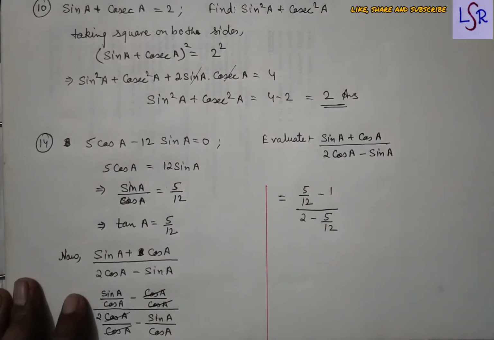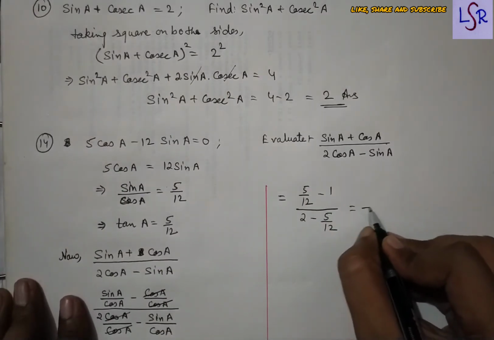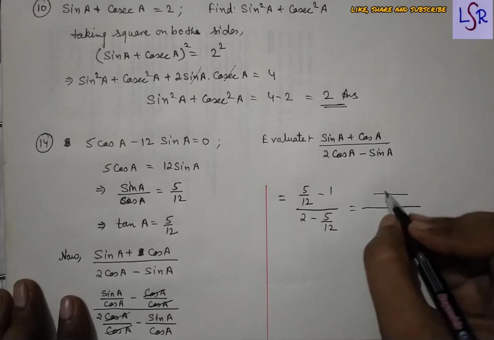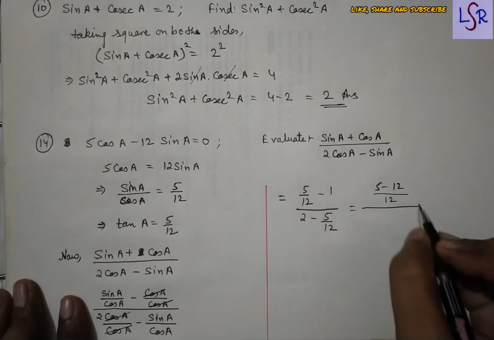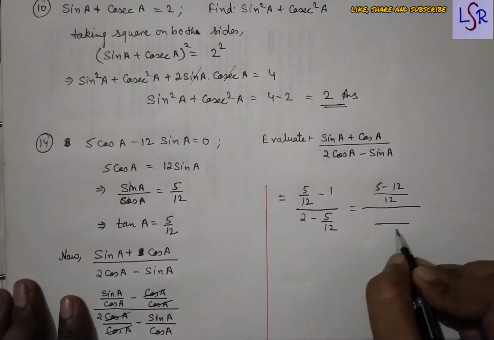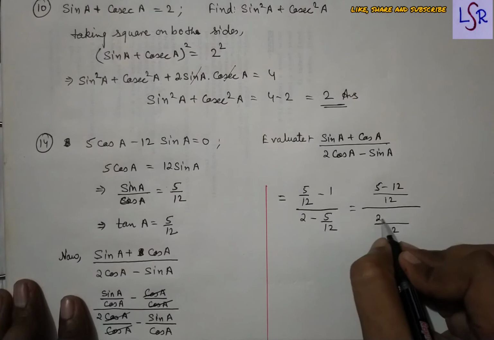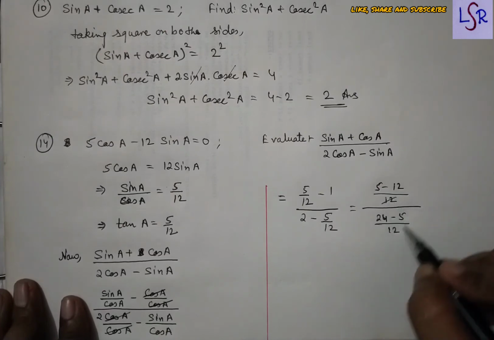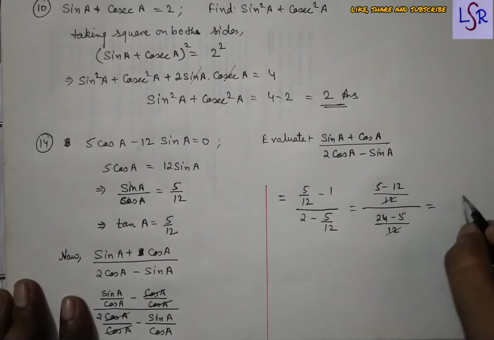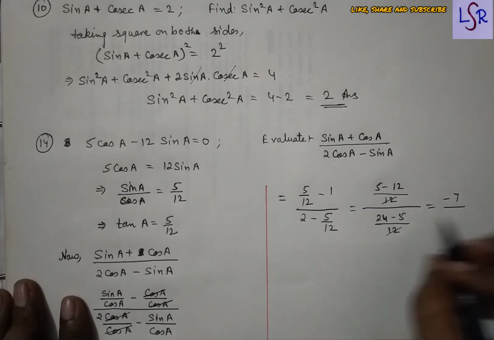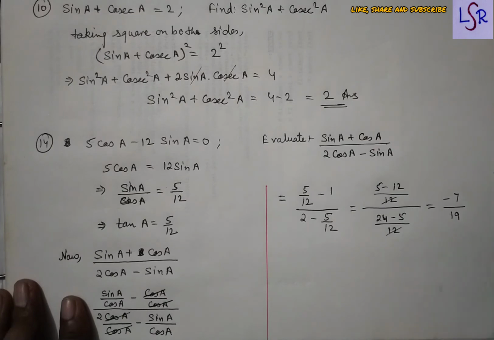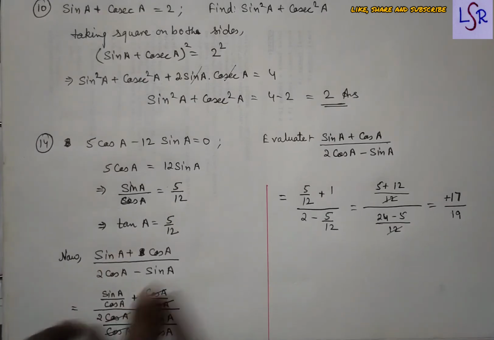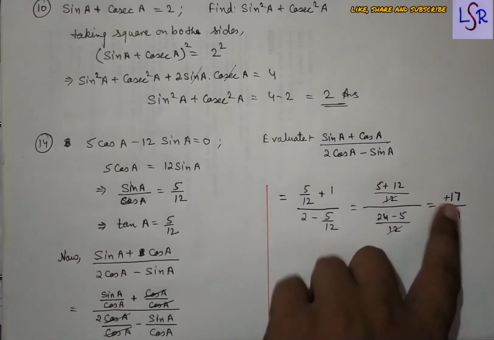Now we are going to simplify it by taking LCM in the numerator. So here it will be 12 and it will become 5 minus 12, and here again you will be getting 12 as LCM, and this will become 24 minus 5. Now we can cancel this 12 by this 12 and we will be left with minus 7 upon 19. So here one correction that we have to place a plus sign over here because it was plus. So plus over here, plus, and then we have to add to get 17 upon 19 as the final answer.